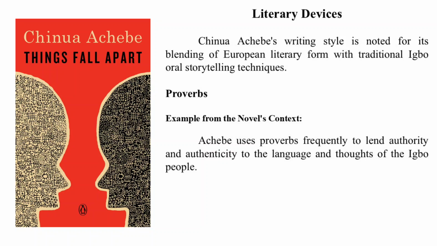Chinua Achebe's writing style is noted for its blending of European literary form with traditional Igbo oral storytelling techniques. Device, definition, and function in the novel. Example from the novel's context. Proverbs, short, popular sayings that express a common truth or belief. Achebe uses proverbs frequently to lend authority and authenticity to the language and thoughts of the Igbo people.